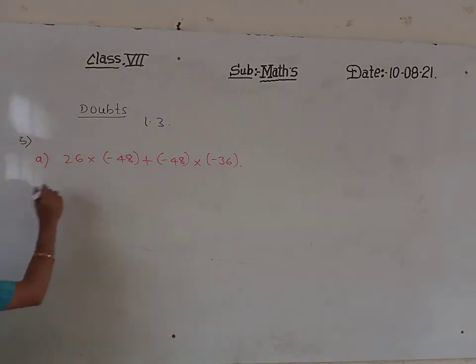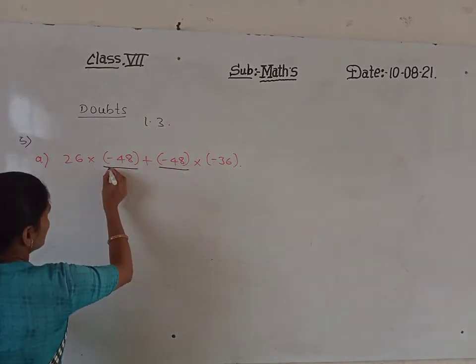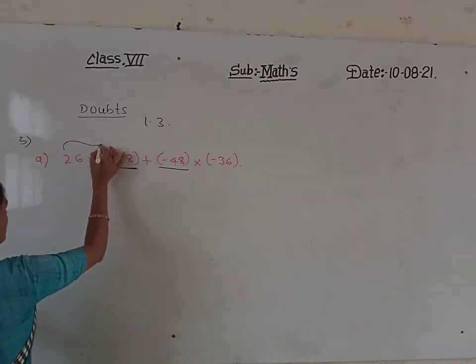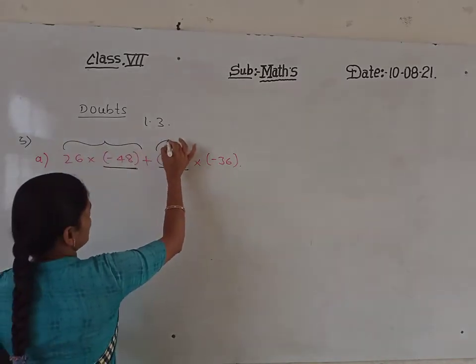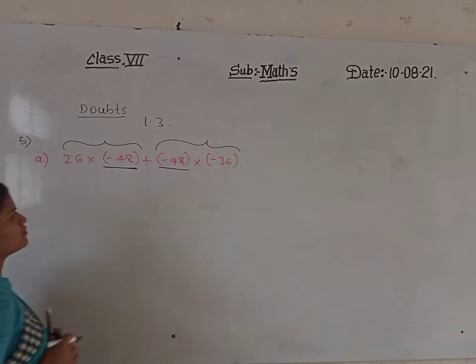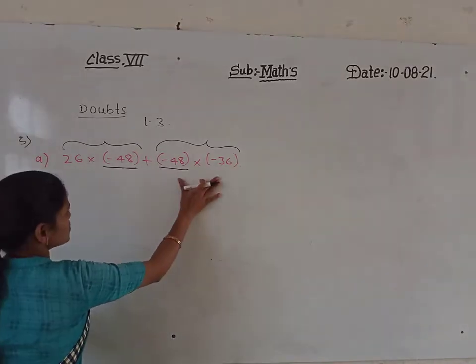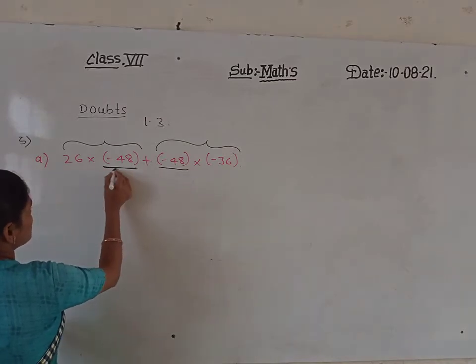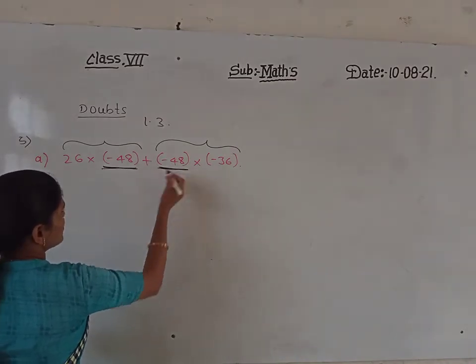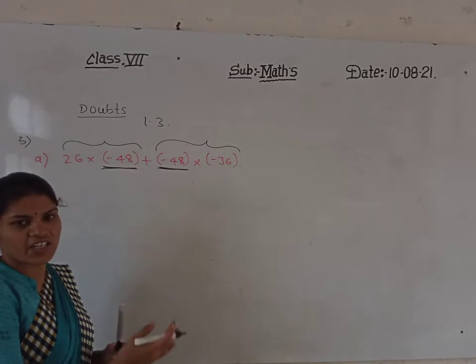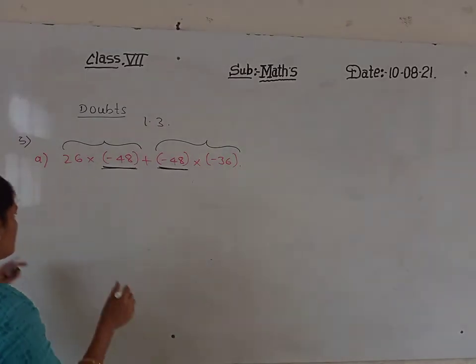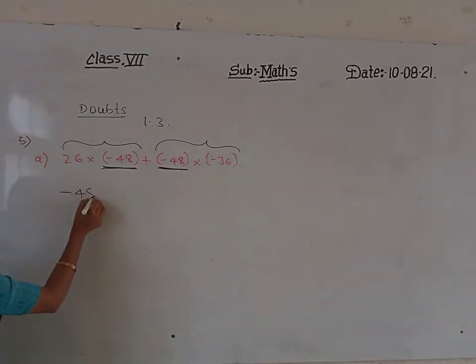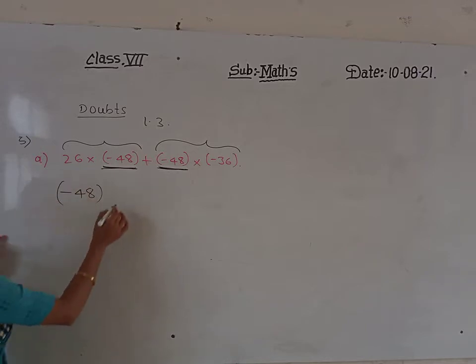Yes, here I am applying. Is there a common number in both the terms? Yes, this is one of the terms and in the same way this is another term. In these two terms, what is the common number? Minus 48 is common here. So I will take minus 48 outside.